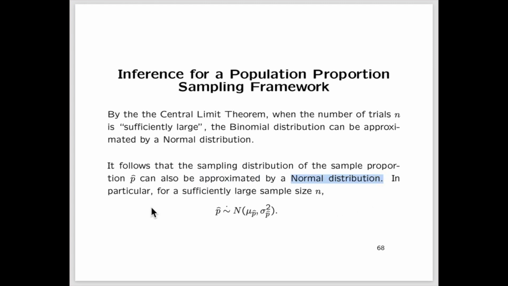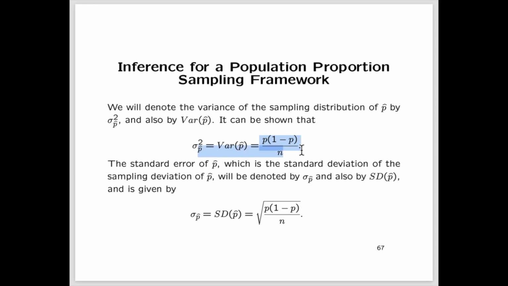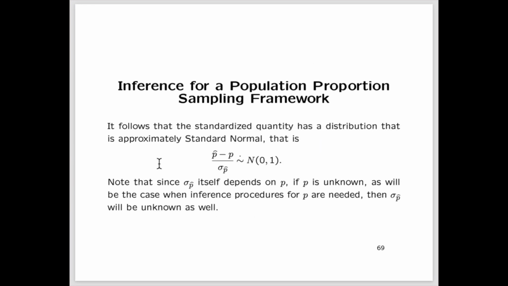And in particular, for sufficiently large samples, p hat will be approximately normally distributed with a mean equal to mu sub p hat, which again is p, and a variance of sigma squared sub p hat, which was identified on the previous slide here, okay? And so it follows that if we standardize p hat, then the standardized version would have, not exactly, but approximately, a standard normal distribution.